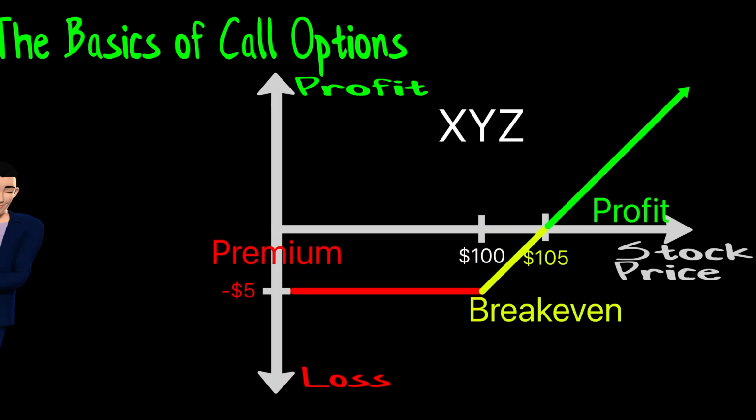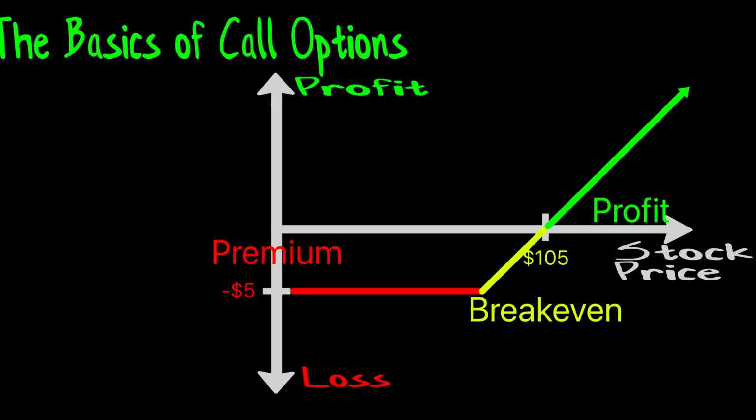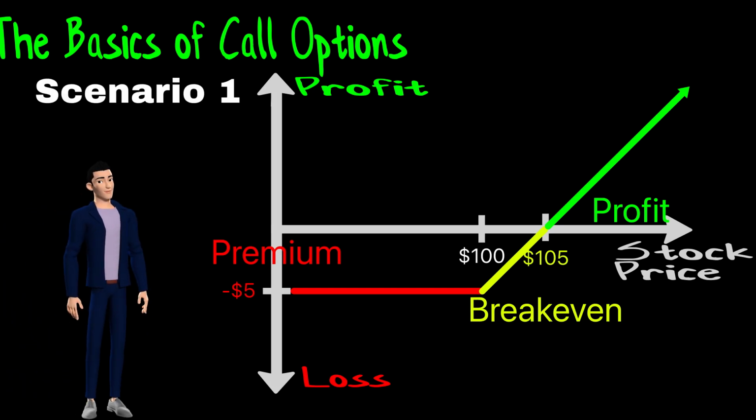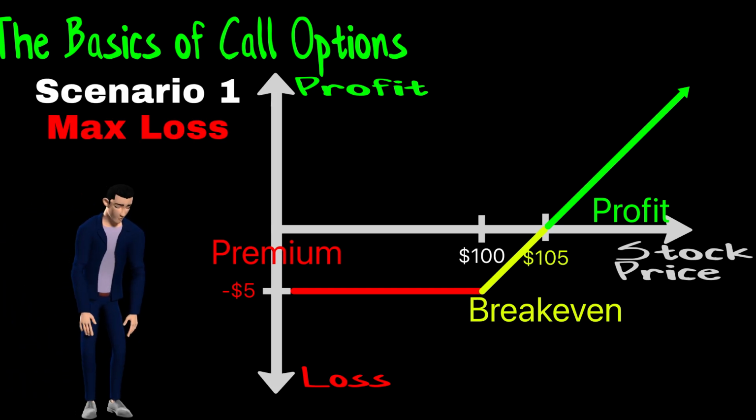Let's go back to Brad and look at the 3 scenarios. Scenario 1, the company had problems producing the product and never released it, so the share price drops to $80.